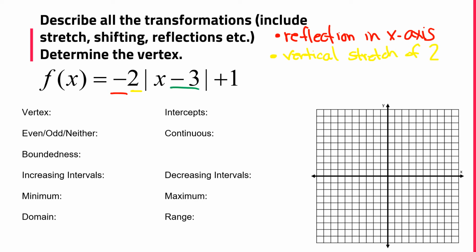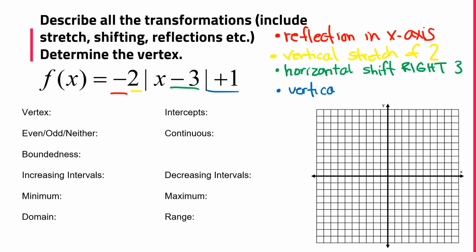Next, I see a -3 with the x. If it's with the x, it's a horizontal shift or slide right 3. Remember, it's opposite. And last, I have a +1 on the outside. That is a vertical shift up 1. We have 4 moves going on.